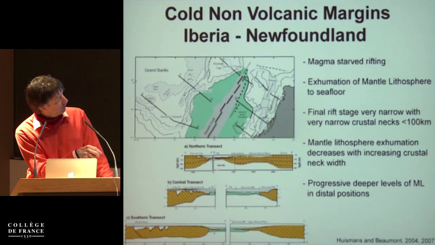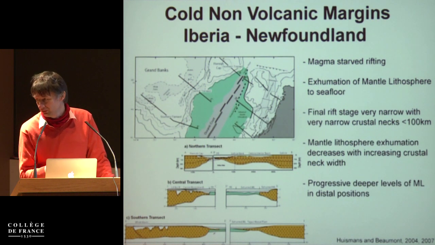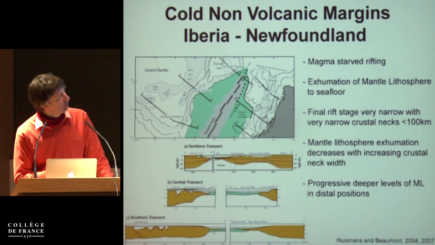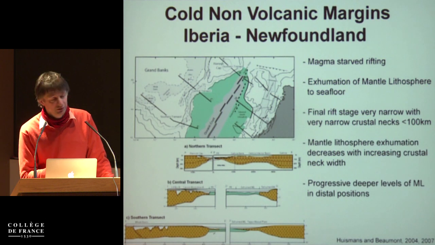A few more observations. We see that the conjugate crustal sections here all show very narrow rifted margin formation, very narrow crustal necks. The crust is thinned from its reference thickness to 0 over a width of about 50 to 100 kilometers. And so the final stage of rifting was really very narrow. And so one very simple conclusion we can make from this is that the crust broke before the mantle lithosphere.